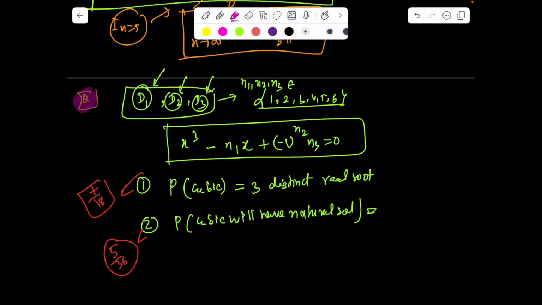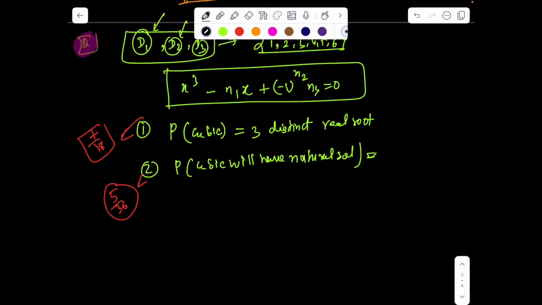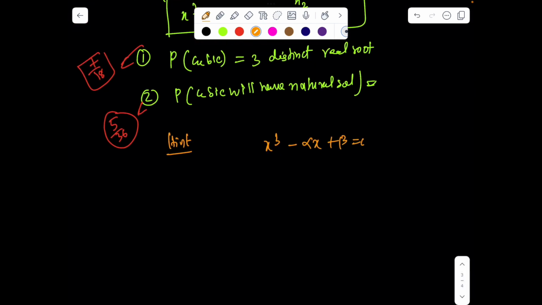Okay, by combining calculus with the basic ideas of probability or permutation and combination. Now here, how calculus is there, as a hint I'll just give you the basic idea. Let's say you have a cubic x cube minus alpha x plus beta equals 0. Anyway, it is in this format because alpha and beta are going to be constants.